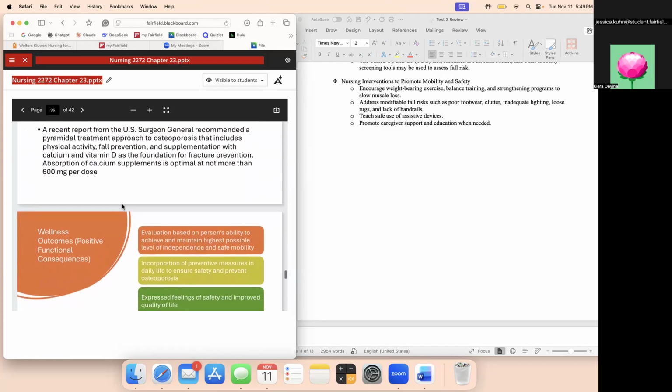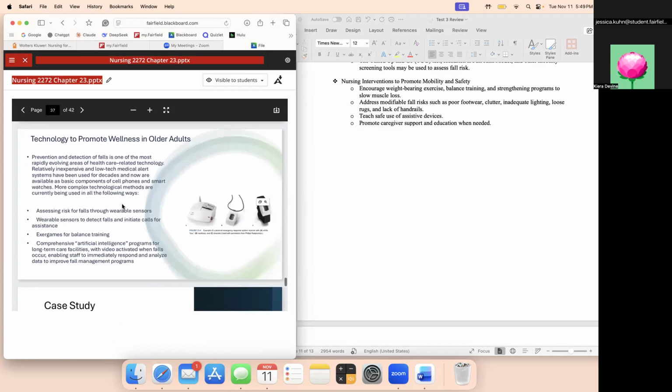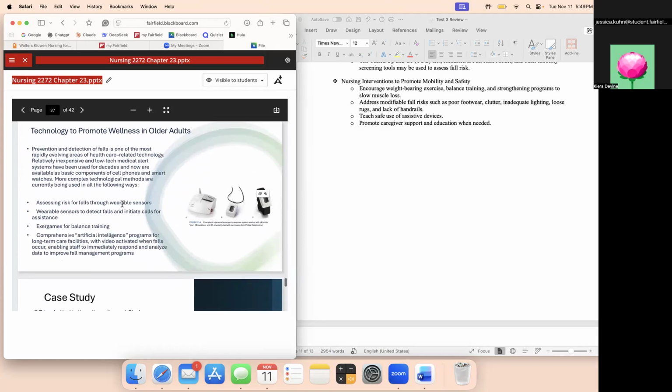Come on, cutie. The use of technology is referenced here. Prevention and detection is one of the most, so this is those fall alarms, bed alarms, and the buttons that they wear.